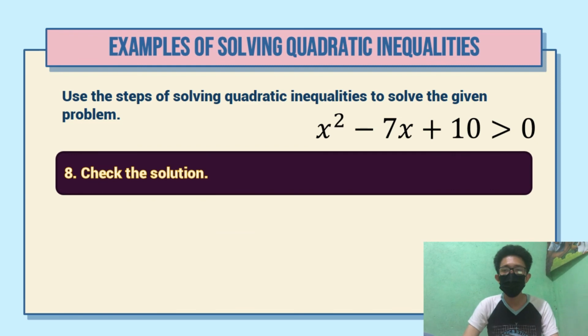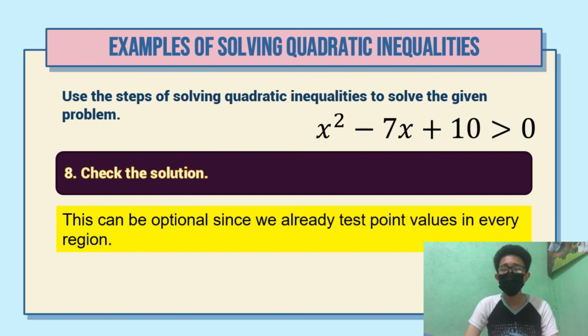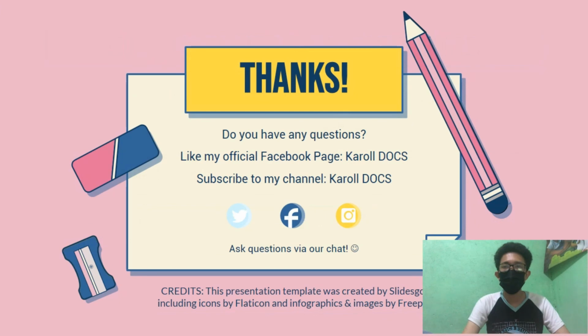And as I mentioned a while ago, step 8, which is checking of the solution, can be optional since we already tested point values in every region. So there's no use for us to check the solutions because we already tested them a while ago. And that ends my video on quadratic inequalities, and I hope you've learned something today.